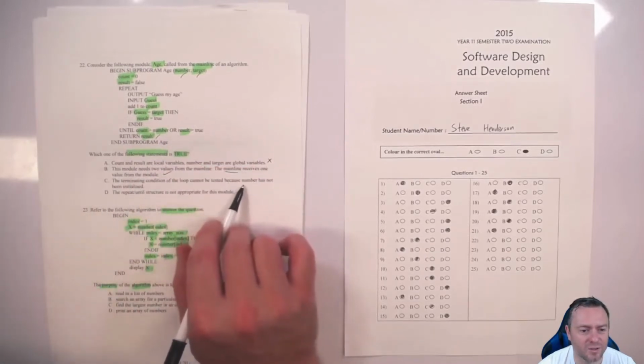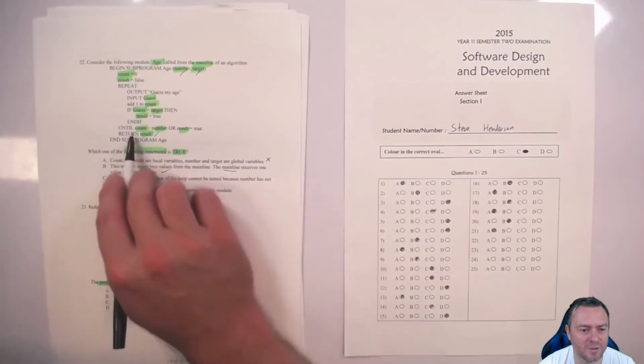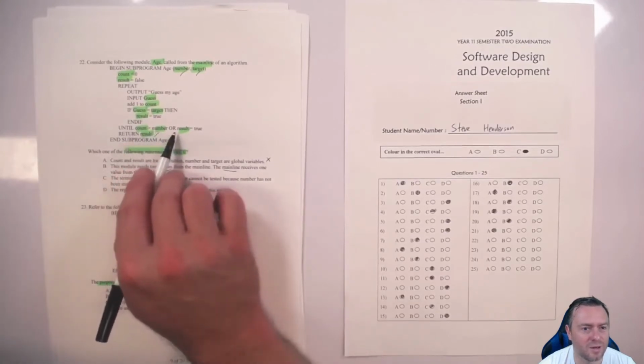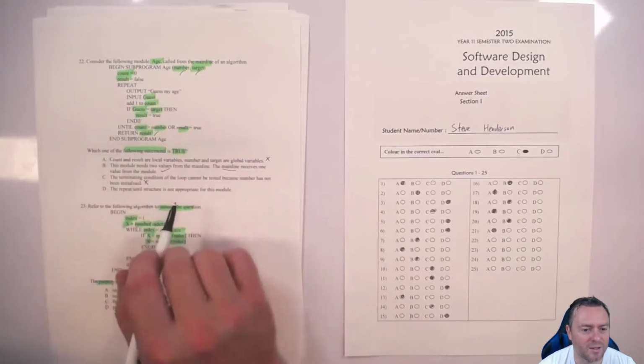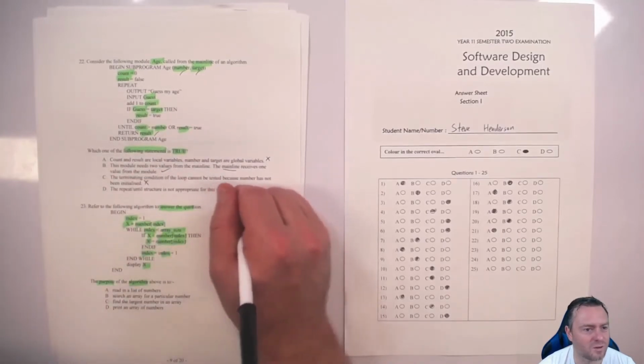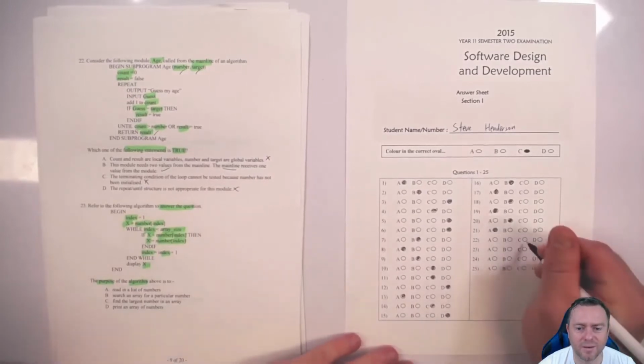Just checking off the other ones. Terminating condition loop cannot be tested because number has not been initialized. That's not true. Number was given in, so that's not even on the radar. And the repeat until structure is not appropriate for the module. That's not correct. So yeah, definitely B.